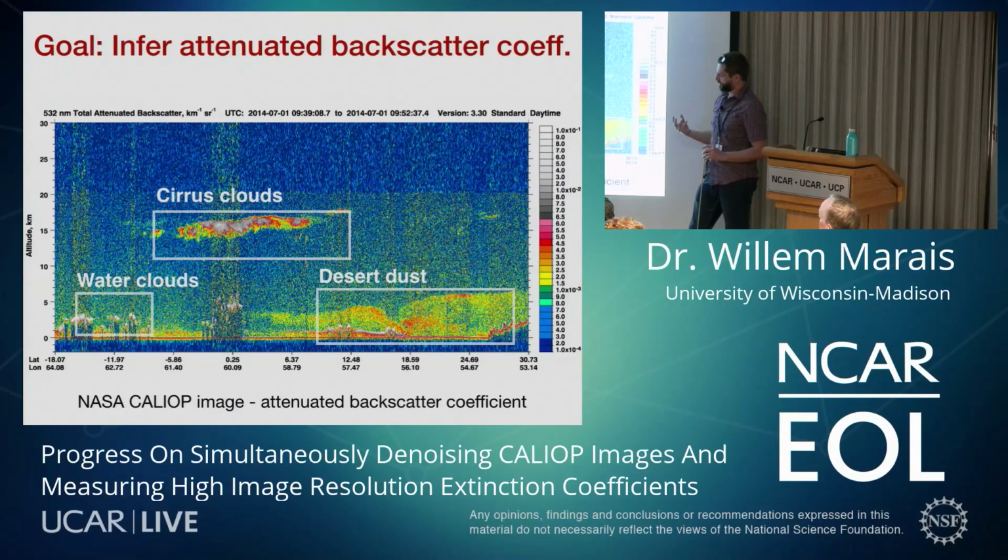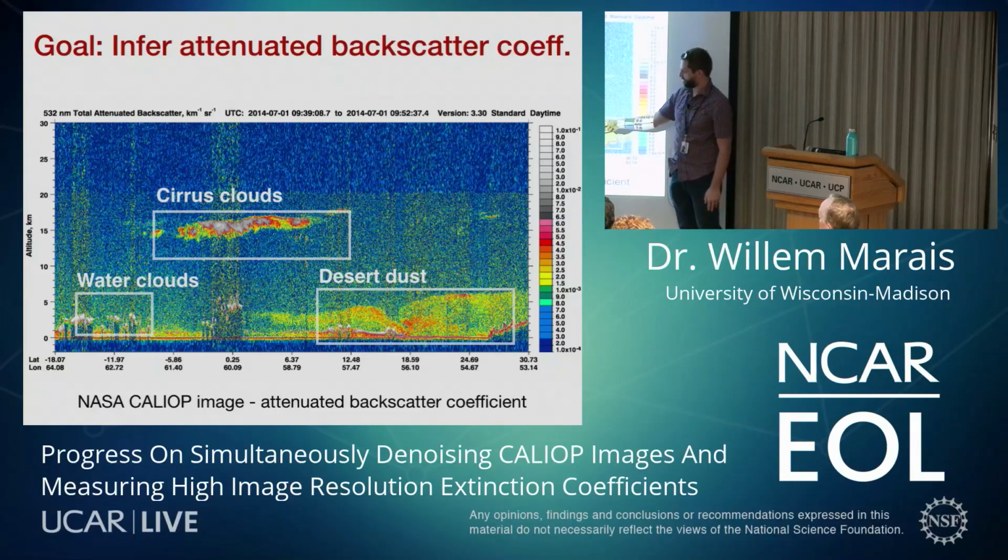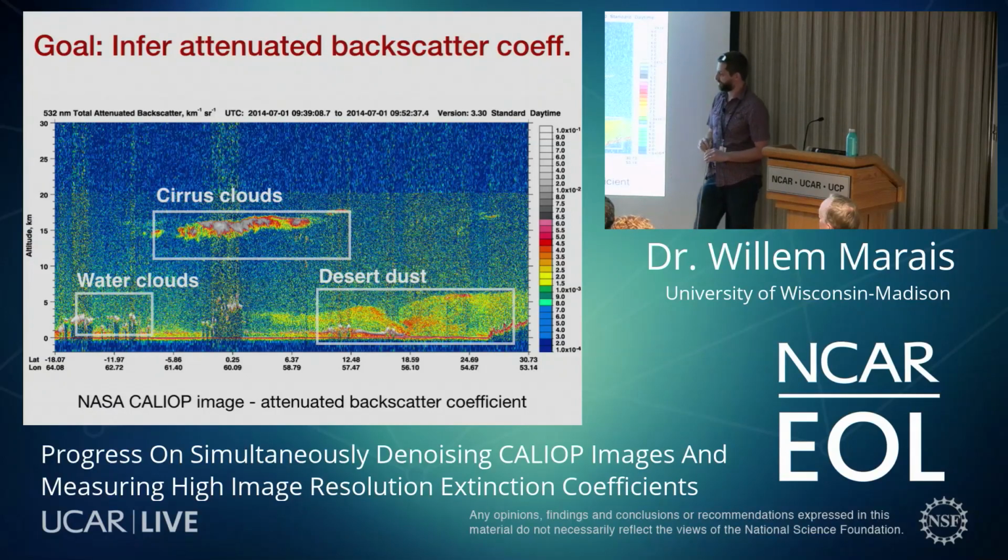So if you want to retrieve the extinction coefficient of, let's say, the desert dust or clouds, depending on how tenuous they are, in order to increase the SNR of the measurements to get meaningful results, sometimes you have to average the data from a horizontal resolution of 1/3 of a kilometer down to either 5 kilometers or sometimes up to 80 kilometers for desert dust or for smoke or any kind of aerosols.